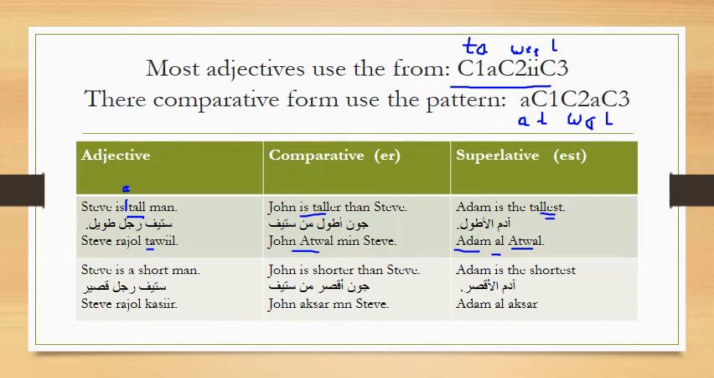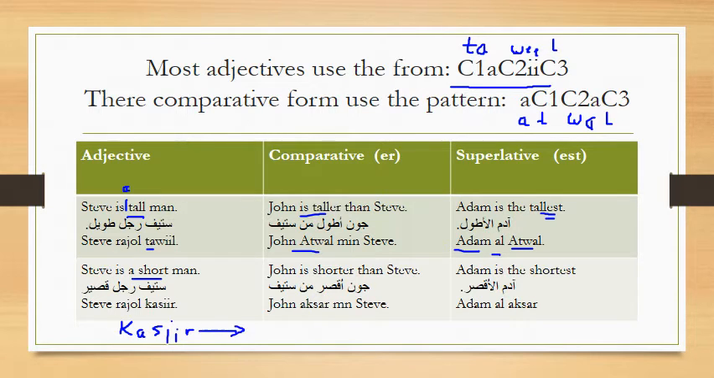Now, Steve is a short man. Steve رجل قصير. Let's now do it according to this formula. The first consonant is K, then we put A. C2 is S, then the consonant 3 is R.